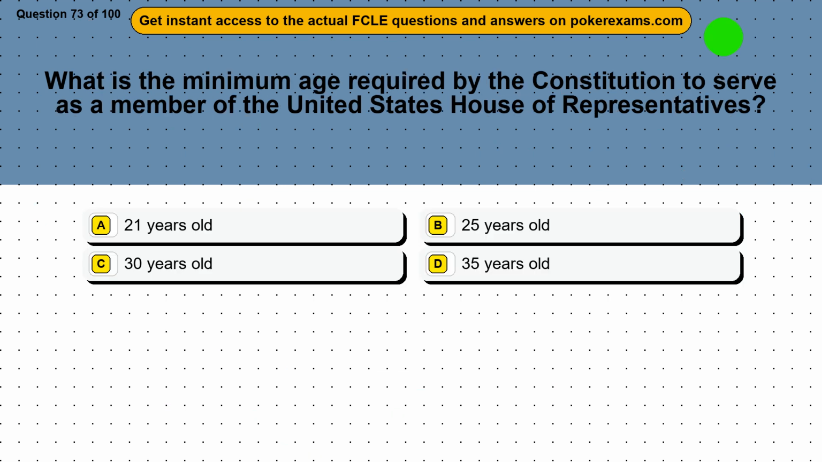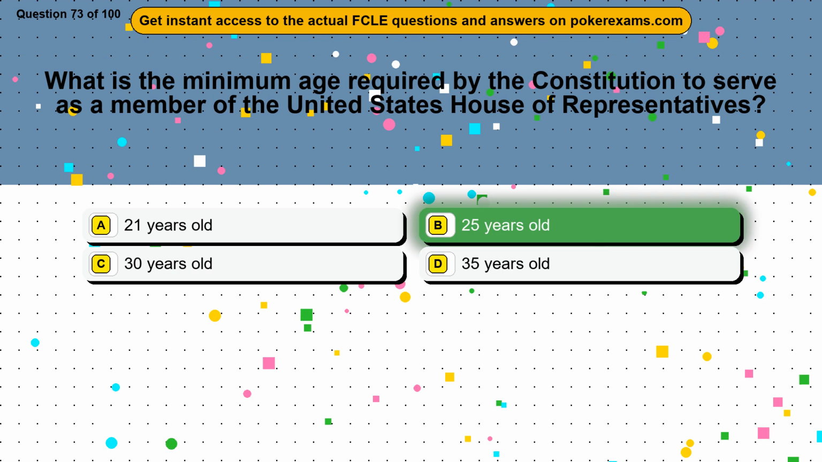Question 73. What is the minimum age required by the Constitution to serve as a member of the United States House of Representatives? Option A, 21 years old. Option B, 25 years old. Option C, 30 years old. Option D, 35 years old. The correct answer is option B, 25 years old.